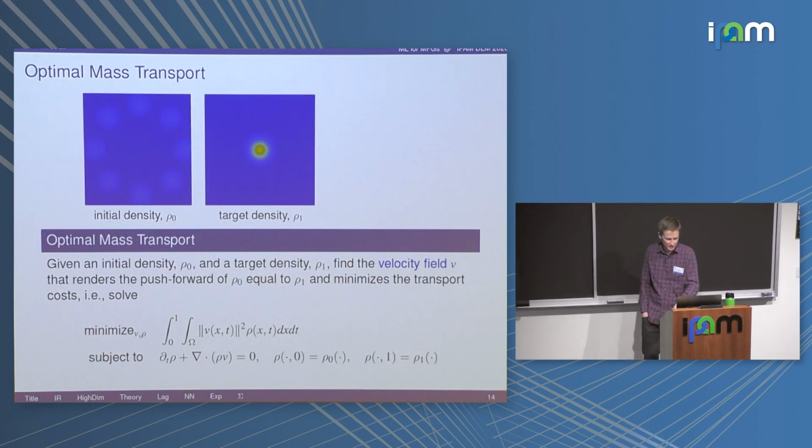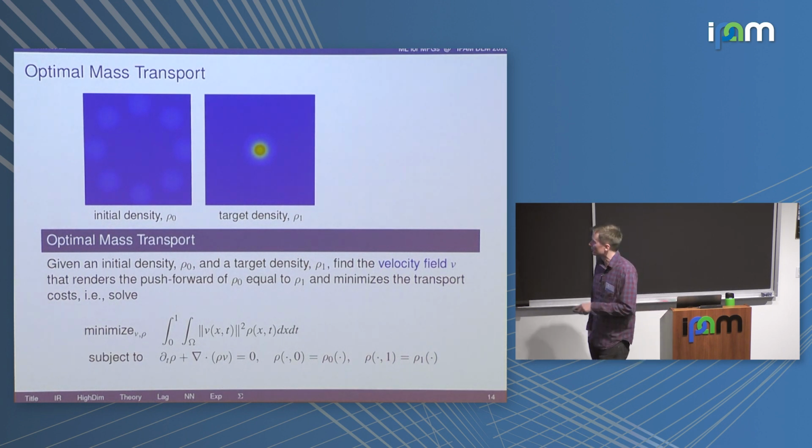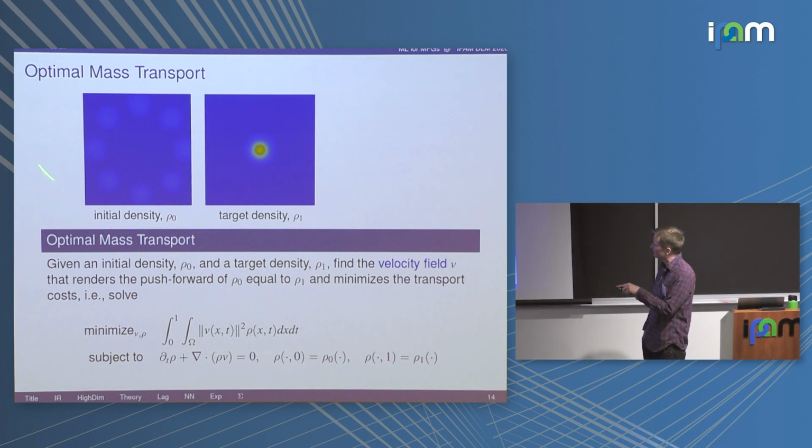Okay, so optimal mass transport. Here's one example I'm going to use. I have some density here. You may see a few dots shining through. They're not so easy to see here, because the mass is going to be the same as the one in here. So that's going to basically push together everything to the center.